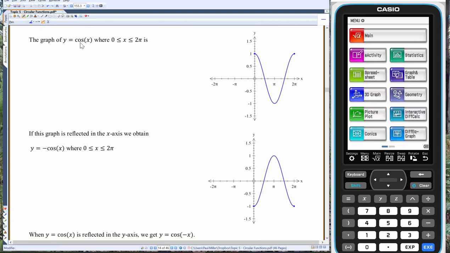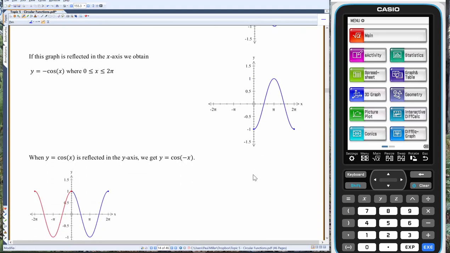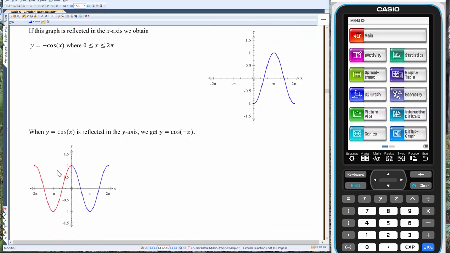Okay, what about cosine? Well, here's the standard cosine function. If I reflect it in the x-axis, what I get is this. And if I reflect it in the y-axis, what I get is exactly the same result. So basically, there's no point reflecting cosine in the y-axis because it does nothing. And if it does nothing, we should be able to conclude that y equals cosine negative x is exactly the same as that.